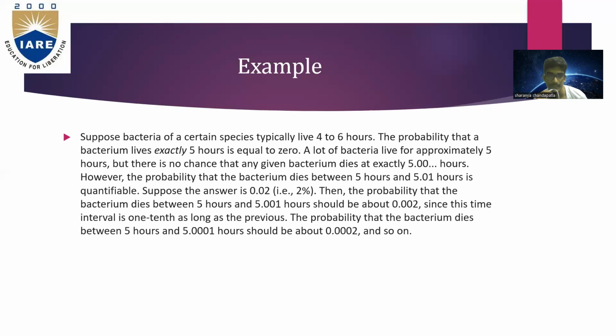The probability that a bacterium lives exactly 5 hours is equal to 0. A lot of bacteria live for approximately 5 hours, but there is no chance that any given bacterium dies at exactly 5 hours. However, the probability that the bacterium dies between 5 hours and 5.01 hours is quantifiable.